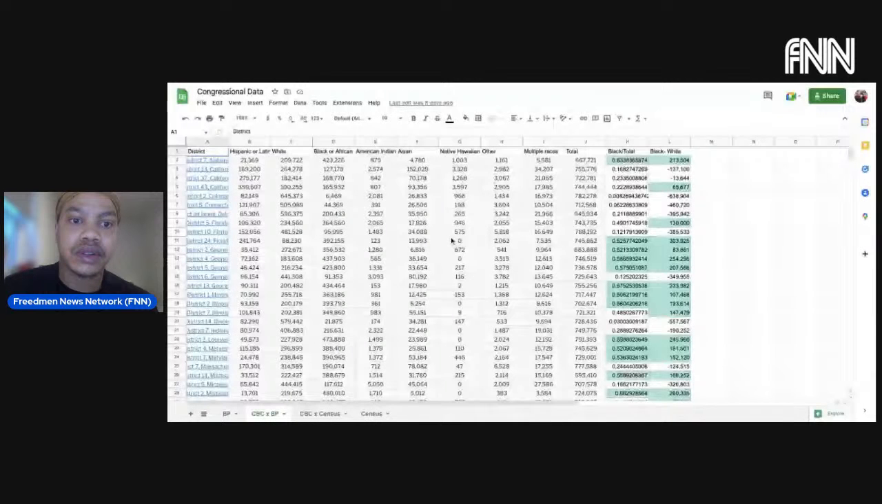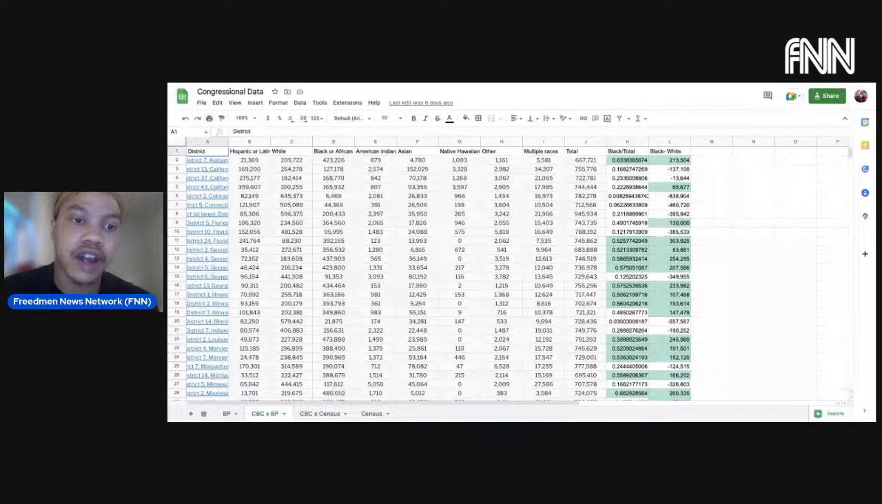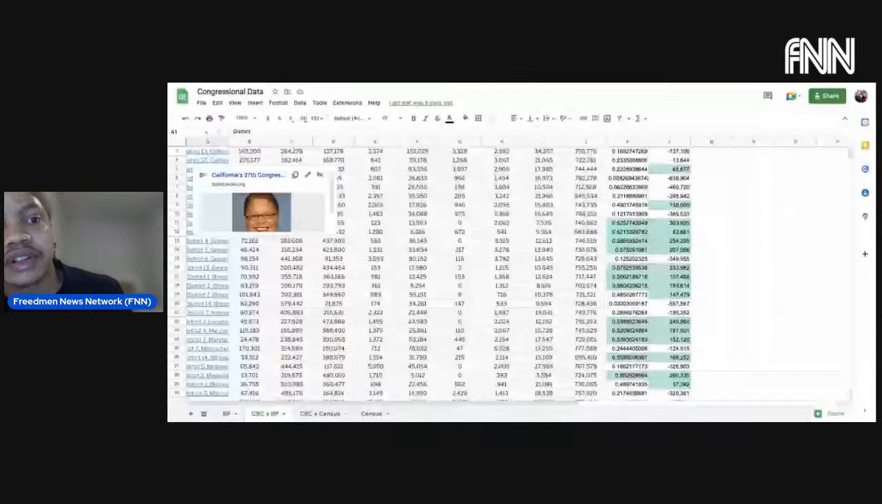So this is just the about 60 seats in the CBC, and then I'll go to the entire House, 435 seats in the House. But basically, I collected all this data on how many Black people are in each district. There's about 60 people, like I said, in the Congressional Black Caucus.